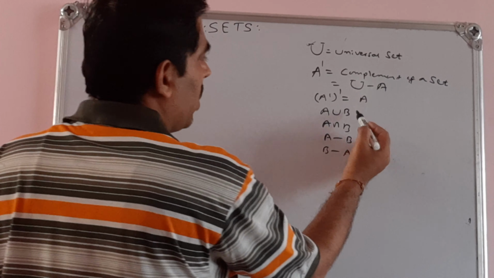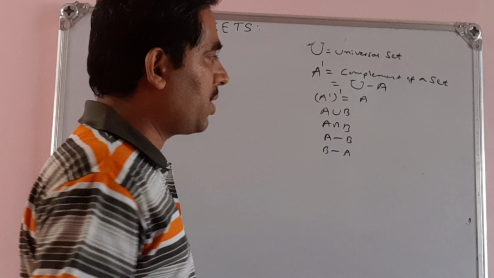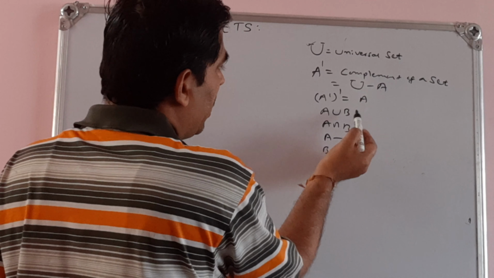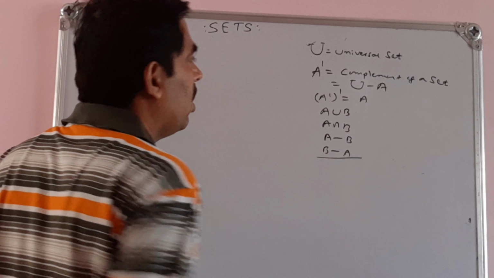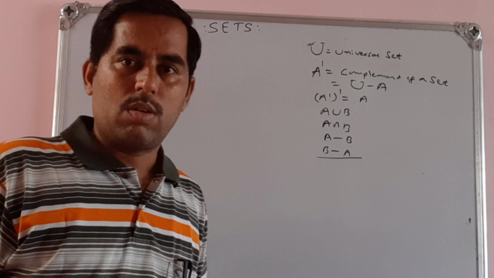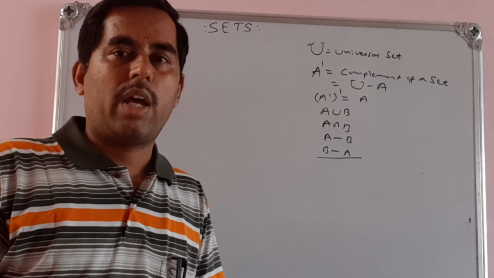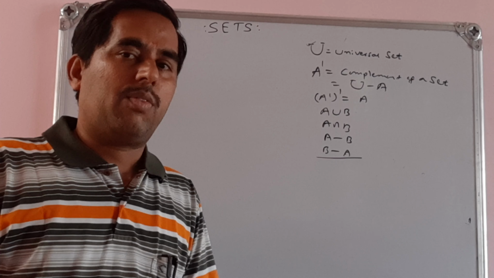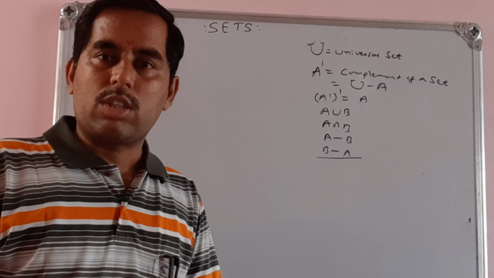So A union B, and similarly we can find B union A. Those are the simple properties that we will take up next time. In this class we have covered all these points. So go through this class carefully, and afterwards we shall consider the remaining concepts in the next class.